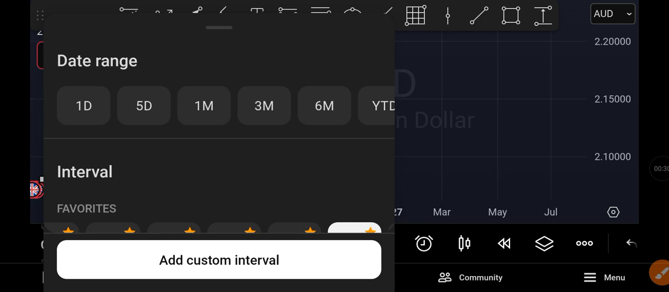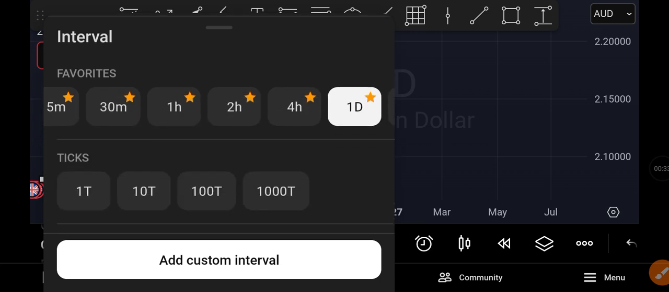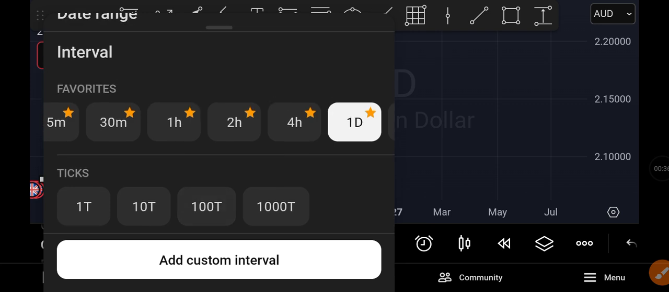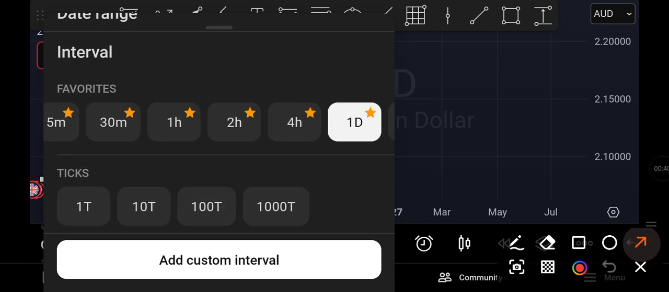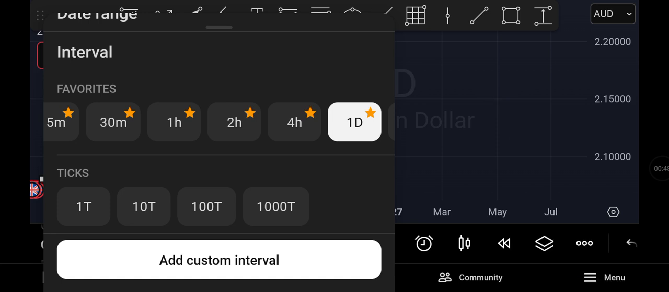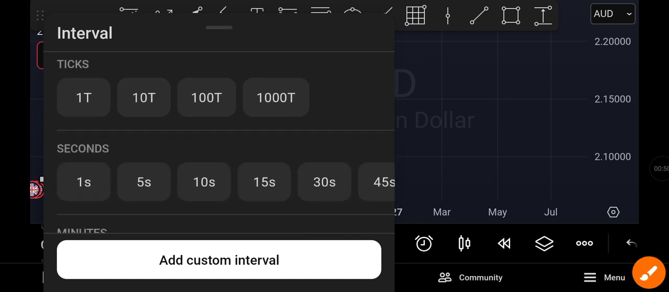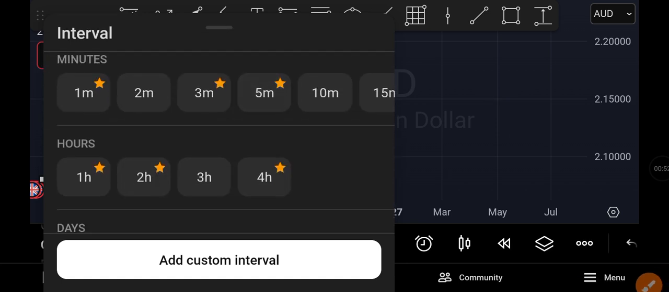On your TradingView, every one of you should have a TradingView. You have different time frames, all right? Like you see here, I have marked out my favorite. All these stars you see here are my favorite time frames. Those are the time frames I use the most, but you can choose your own time frames.